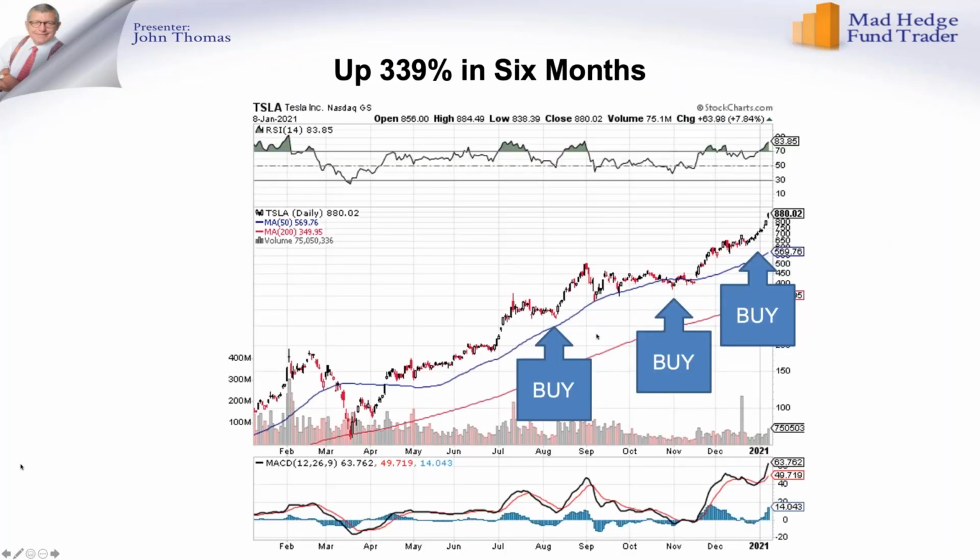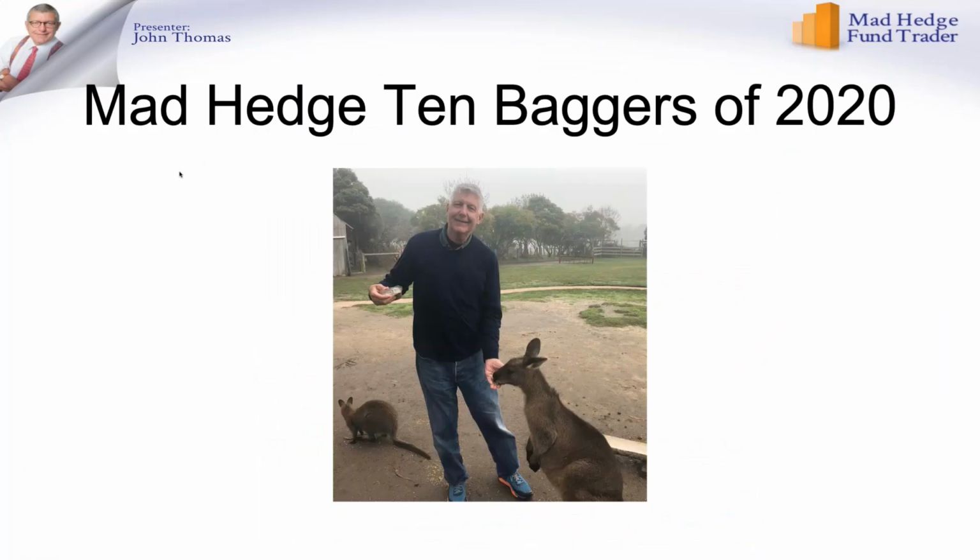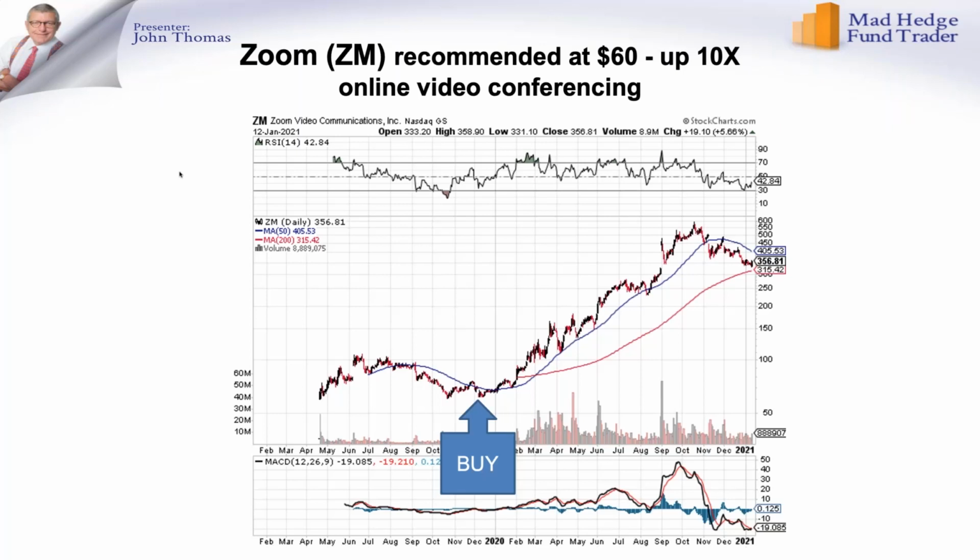After that, we kept buying every dip in Tesla. It went up another 339% and was our big winner for 2020. In fact, we had quite a few stocks go up 10 times in 2020. This is our Hall of Fame. We had Zoom go up 10 times from the initial cost.